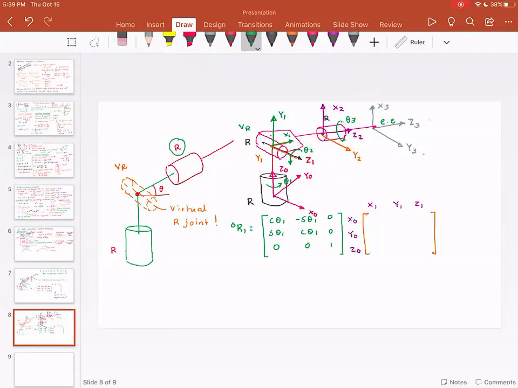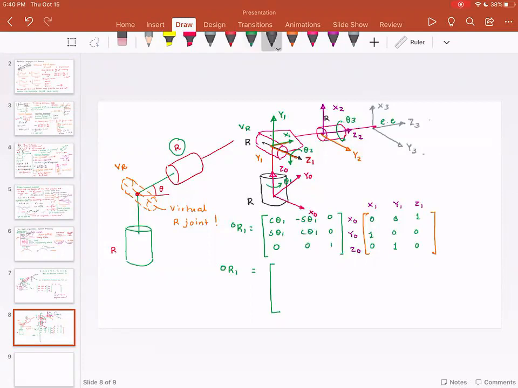x1 is in the direction of y0. y1 is in the direction of z0. And z1 is in the direction of x0. So when I perform this multiplication, what I have is the complete homogeneous transformation matrix, or 0R1. So let me write down what 0R1 is going to look like in this case.